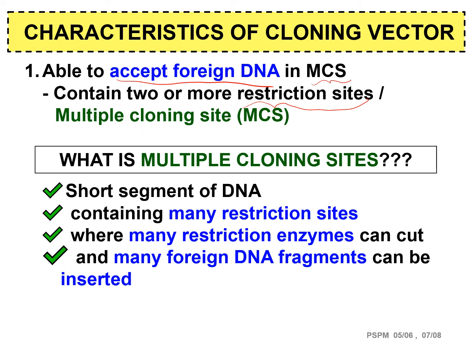Meaning, if the gene of interest is cut using EcoRI, so the restriction site of the cloning vector must be cut using the similar enzyme EcoRI also. So multiple cloning site is actually a short segment of DNA that contains many restriction sites. So this is where many types of restriction enzyme can recognize and then cut. So many foreign DNA fragments can be used.